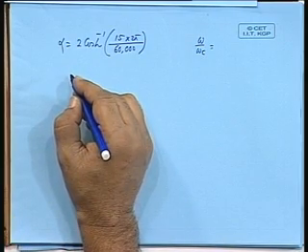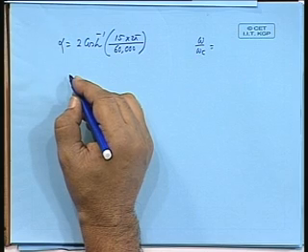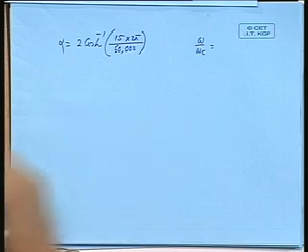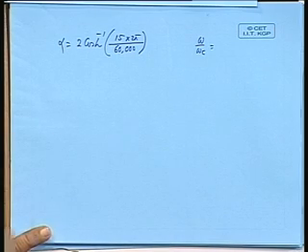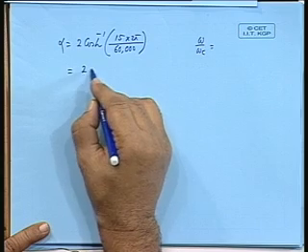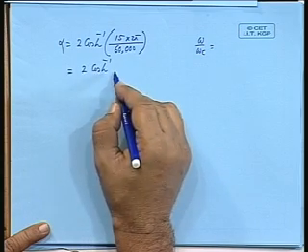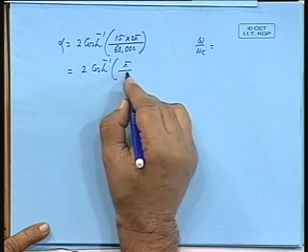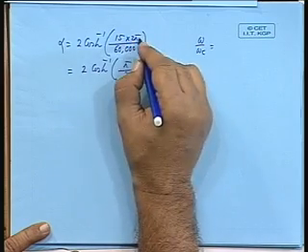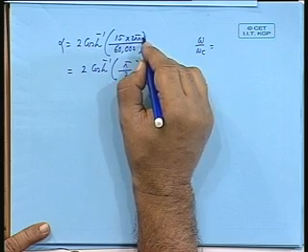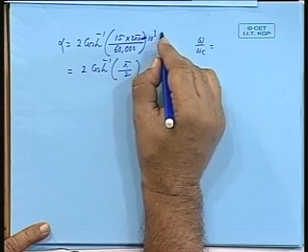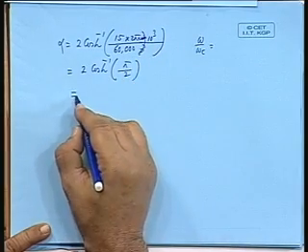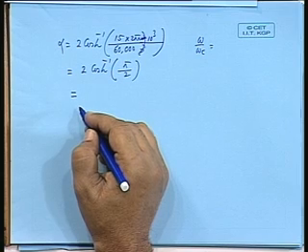2 cos inverse omega by omega c. So, that gives me 2 cos inverse 30 by 60, so pi by 2. Mind you, this is 15 kilohertz, so into 10 to the power 3. 10 to the power 3 will get cancelled. So, pi by 2. That gives me a value.